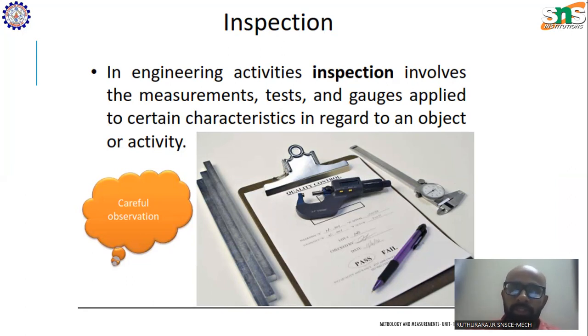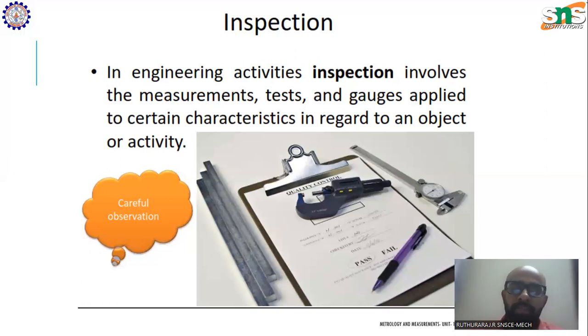How the component is according to measurement, that we will be testing. That is called inspection. Inspection can be done with the help of measuring gauges. There are different gauges used for measuring. There will be a set of parameters, and those parameters have to be passed by the product in order to be qualified.